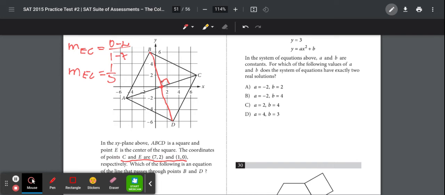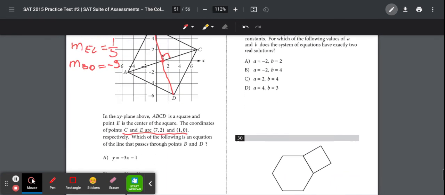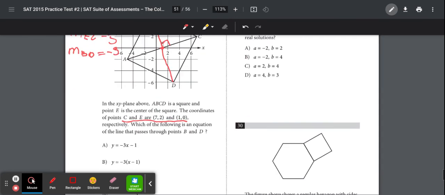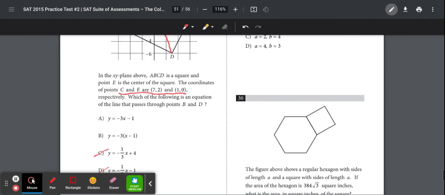Now the slope of EC is one-third, not the negative 1/3. The slope of BD is the negative reciprocal, which means the slope is negative 3. Now, unfortunately, that does not really help me. It helps in a way of eliminating C and D. I know that my answer is going to be between A and B.